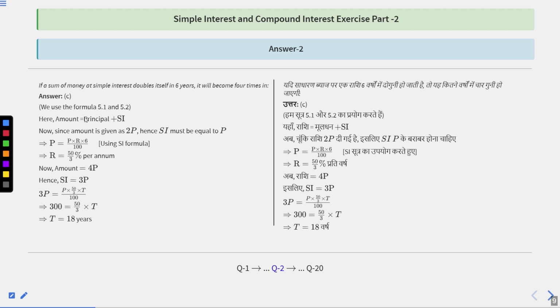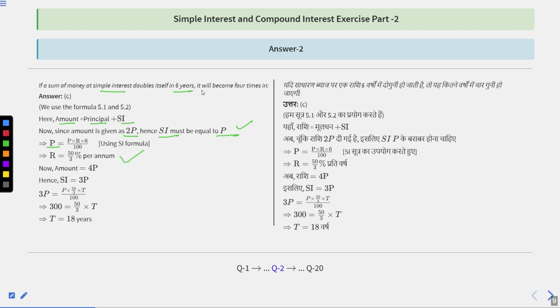Now amount is equal to principal plus simple interest. Clear? Because this is a question of simple interest. The principal becomes 2 times itself in 6 years. So what will be the simple interest? If the amount is 2P, the simple interest will be P. The formula of simple interest is SI equals PRT upon 100. So P equals P into R into T, where T is given as 6 years, upon 100. Calculating, R is 50 upon 3% per annum.